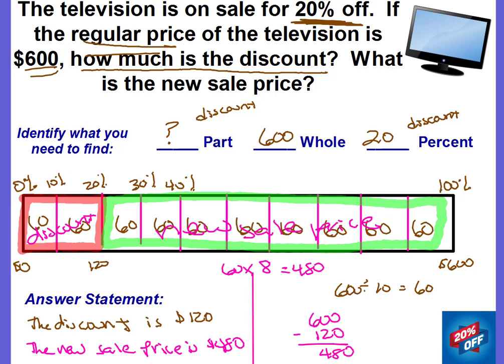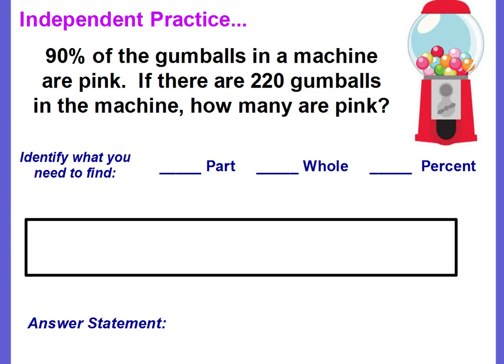And now it's time for your independent practice.